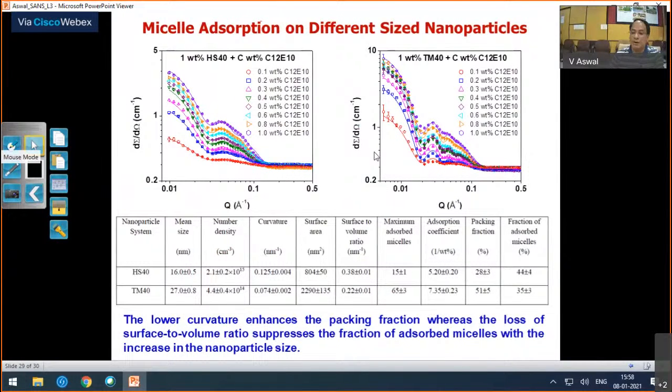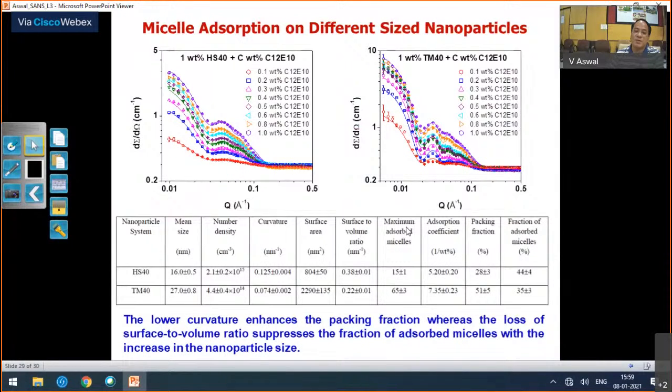This is for when you compare two different sizes of nanoparticles. So these are the diameters of the nanoparticles, different diameters. What we have done is we have taken the same weight percent concentration of the nanoparticles. Surface area is different, surface to volume ratio is different.